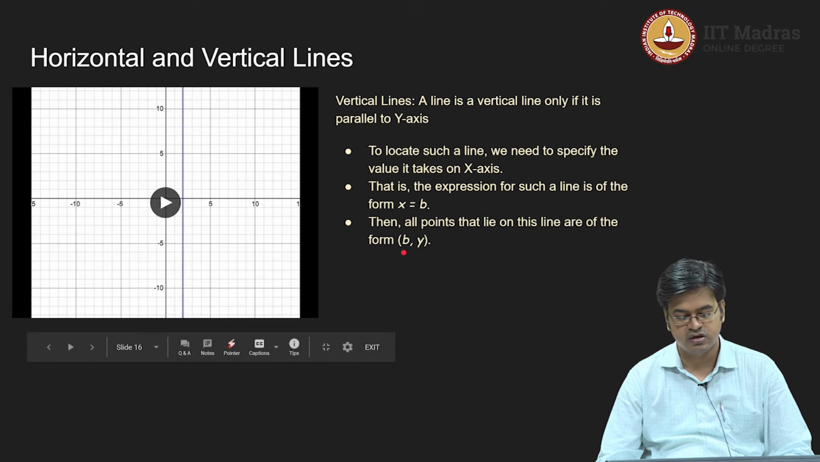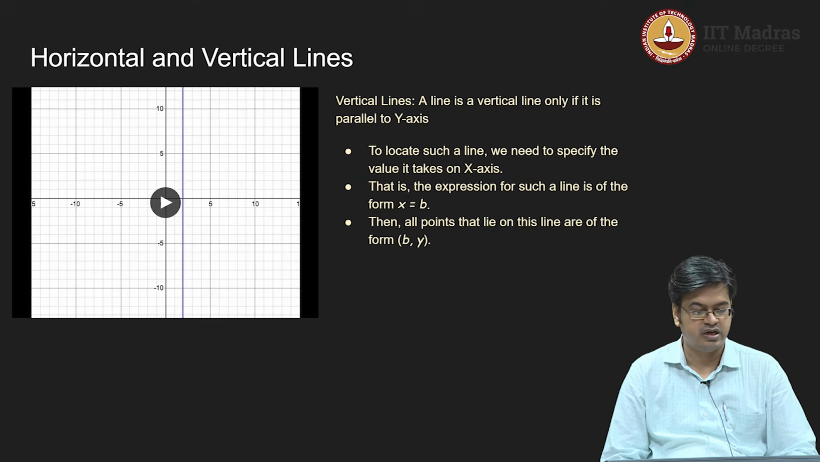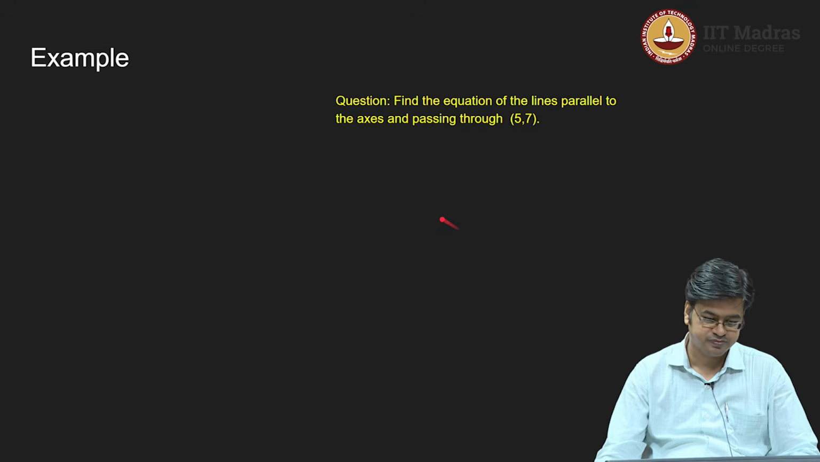As mentioned, all the points will be of the form (b, y). So if I get 2 points where the x coordinate is fixed, then I know it is a line parallel to the y axis, or a vertical line. In a similar manner, the other one is parallel to the x axis, and it will be a horizontal line. Let us make it more crystal clear by solving one example.